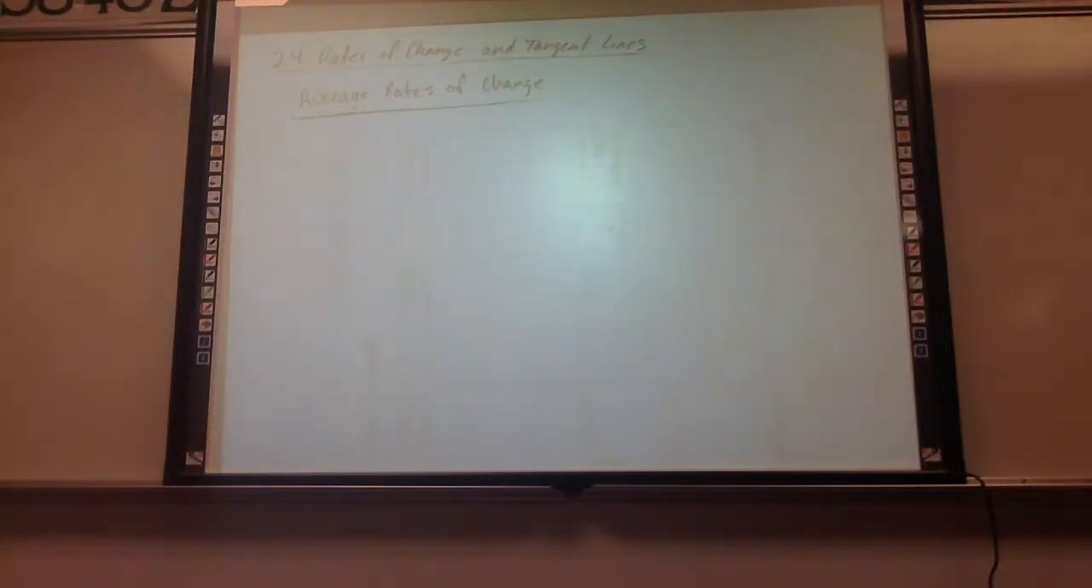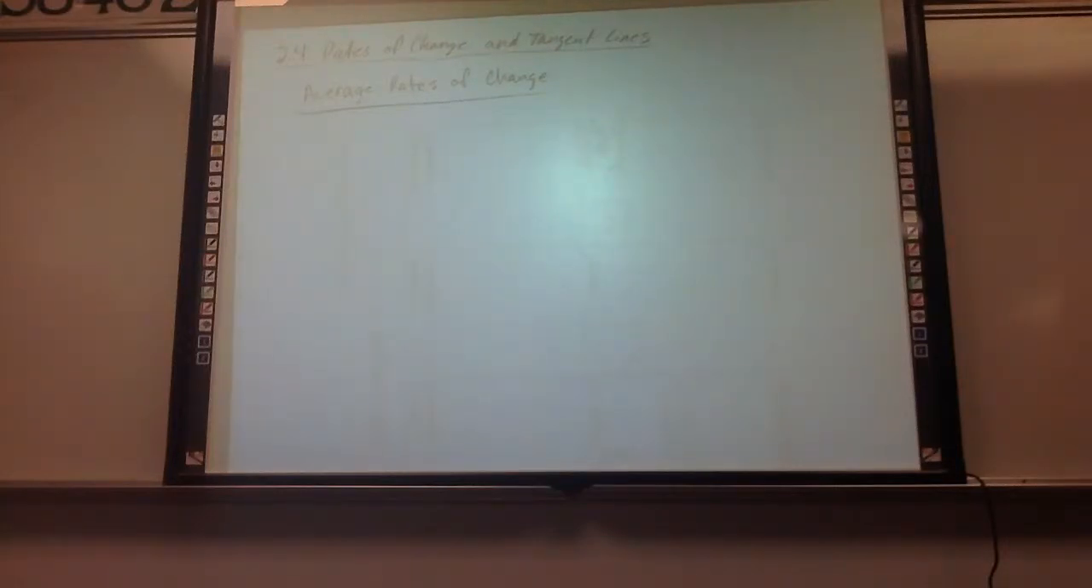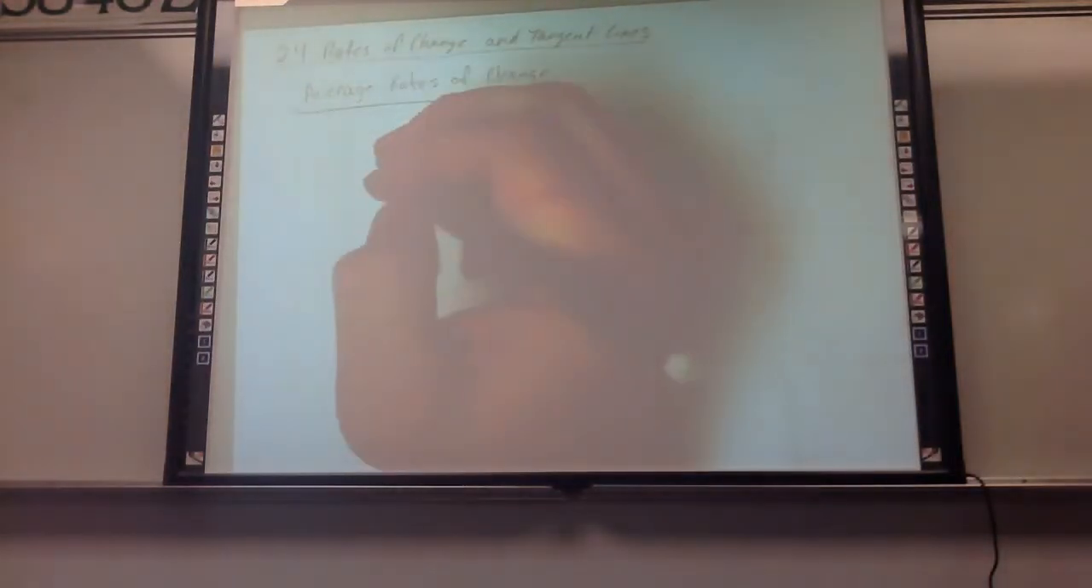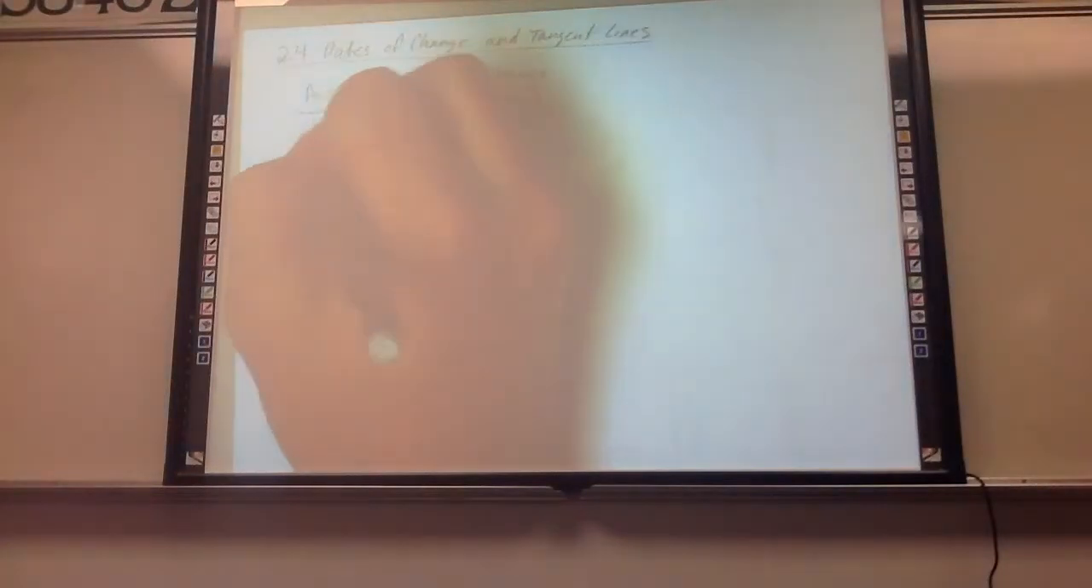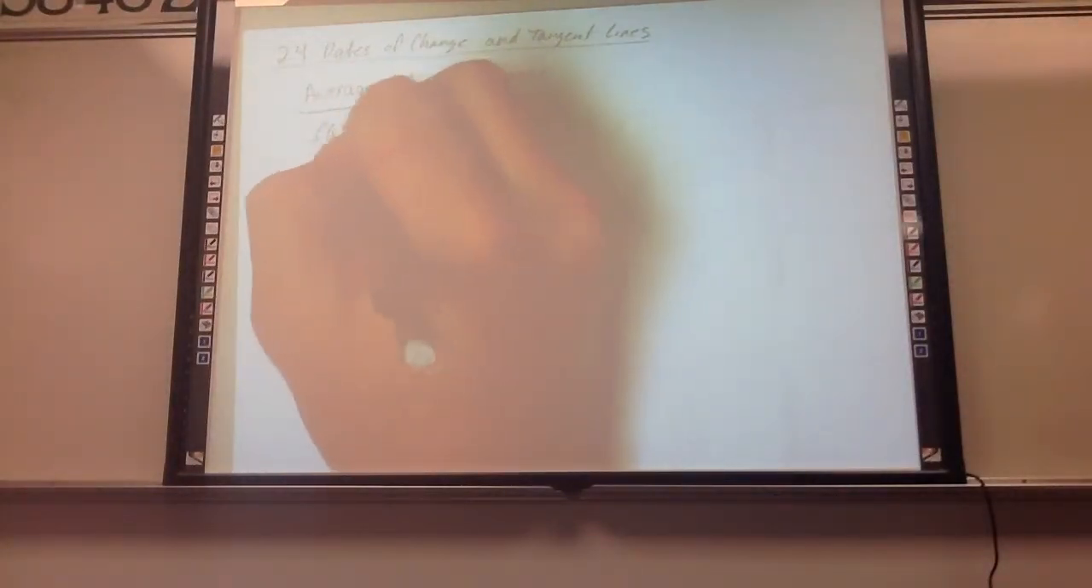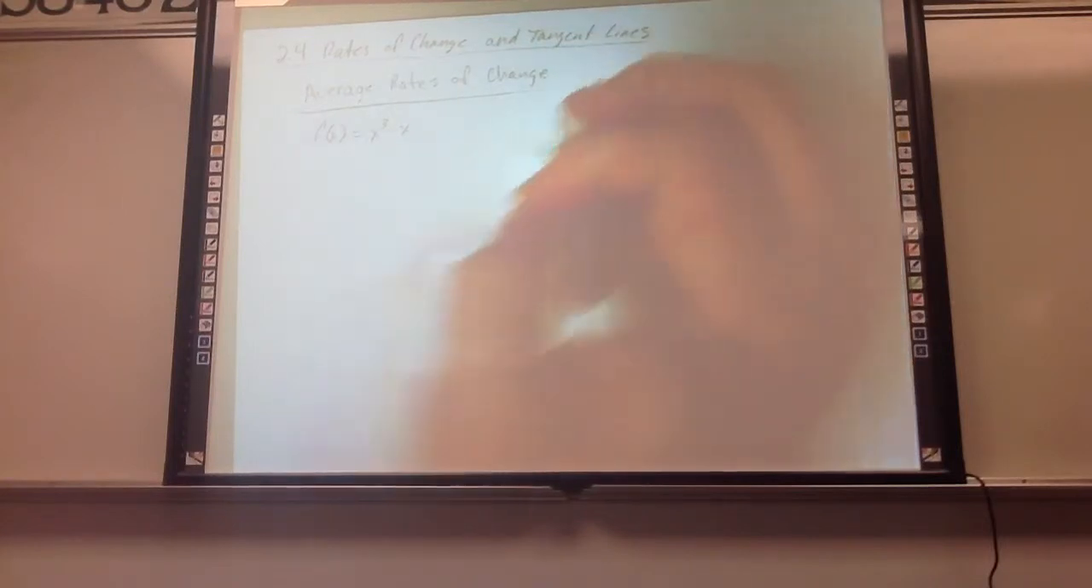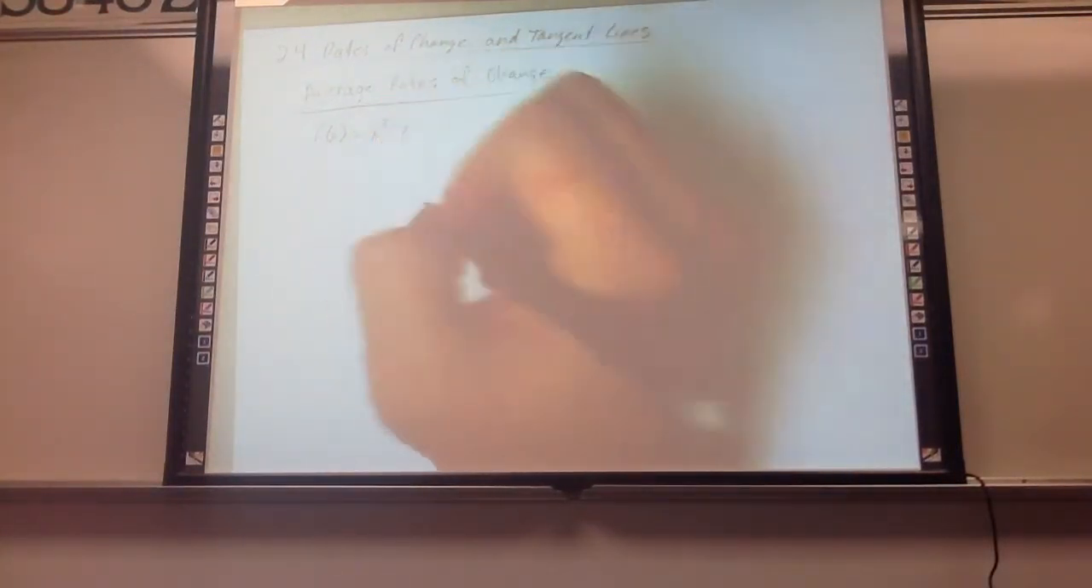So an average rate of change would be like how far you went divided by how much time it took, right? Or the change in y divided by the change in x. Like if we had a function f of x equals x to the third minus x, and we wanted to find it.